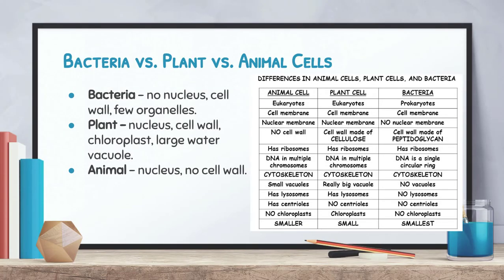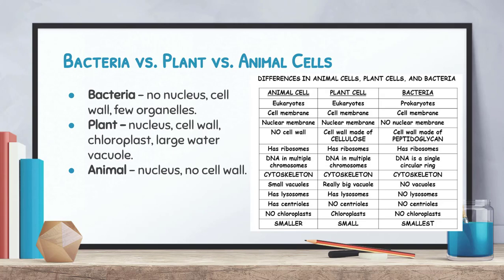So keep in mind, something that's important is to be able to understand the differences between bacteria, plant, and animal cells, and that includes what organelles are found inside of these cells. So I found this little handy chart here that really helps. Now, we know that animal and plant cells are eukaryotes and bacteria are not. They are prokaryotes. Now all three have a cell membrane. Only animal and plant cells have a nuclear membrane, which is just the fancy term for nucleus. Bacteria cells do not. Animal cells have no cell wall, while plant cells and bacterial cells do.